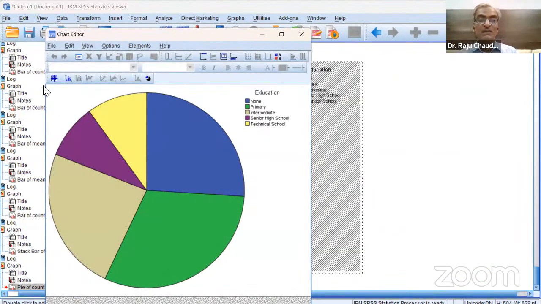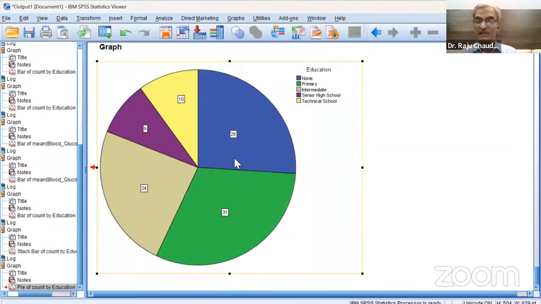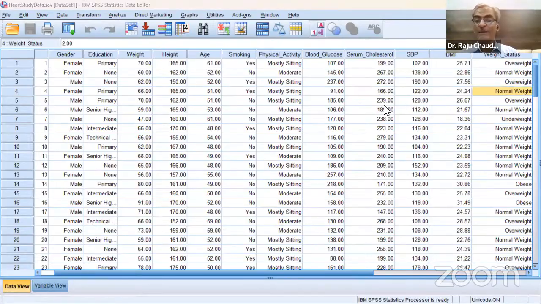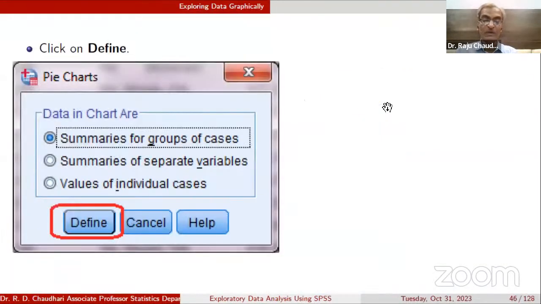Here also you can use the data labels. These are the data labels. By double clicking on that chart, you can get the data labels. So here it shows the data label. This is how we can create a pie chart.